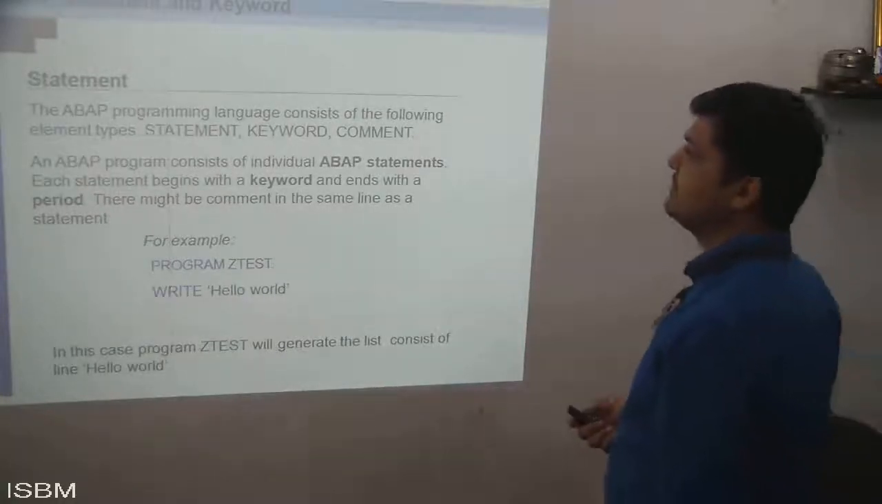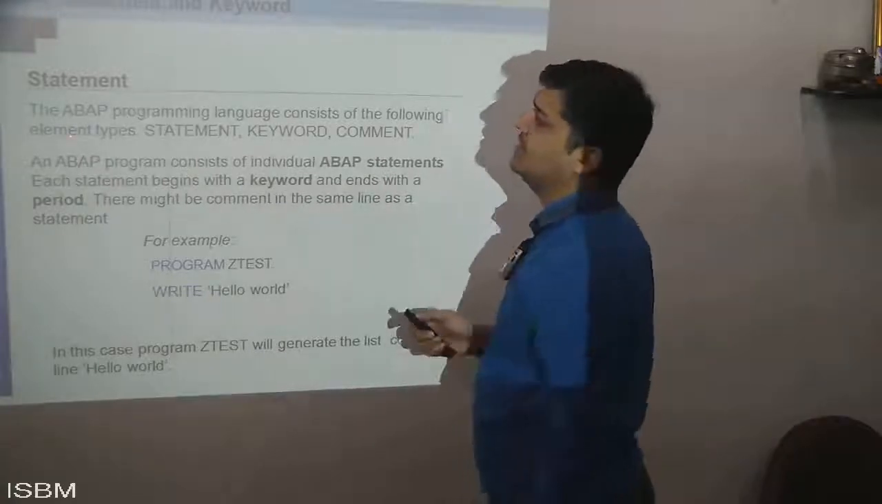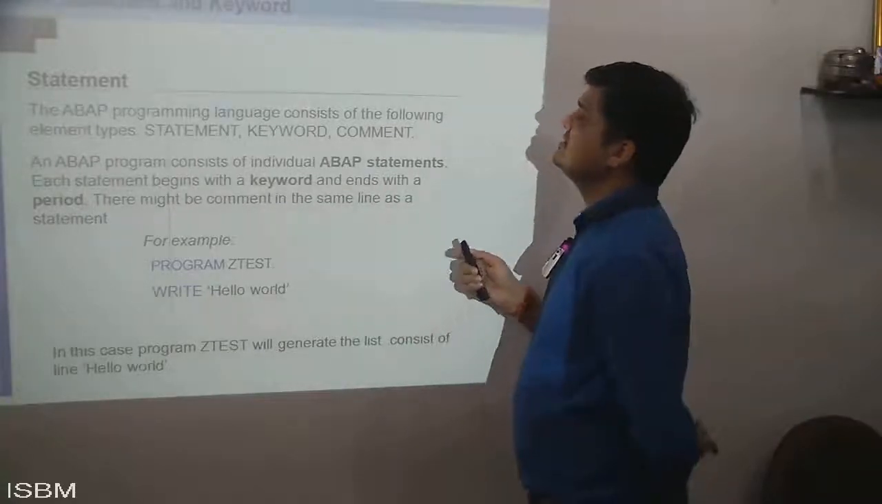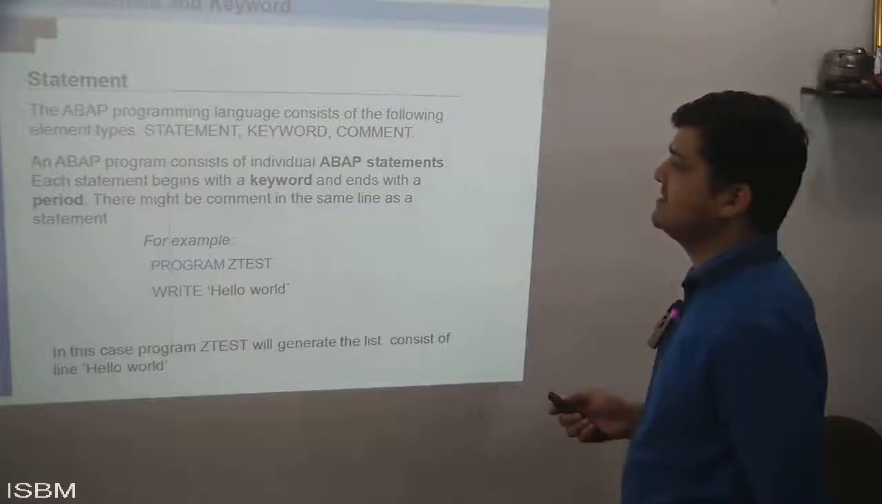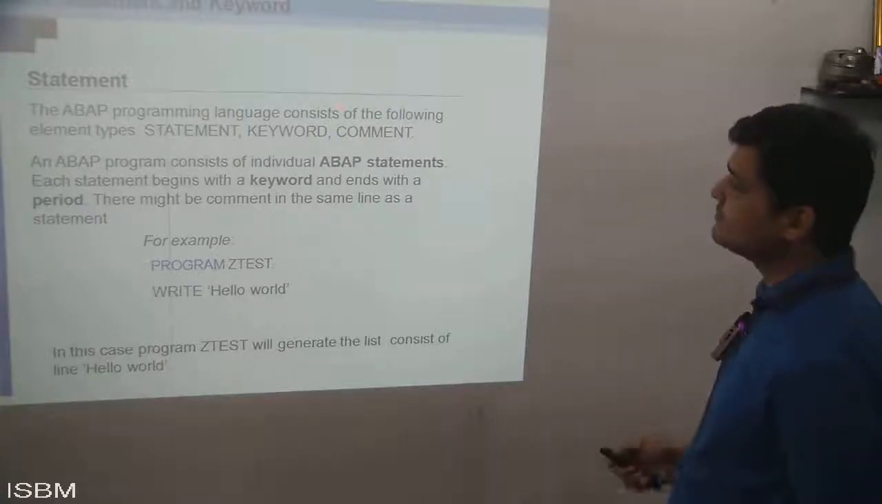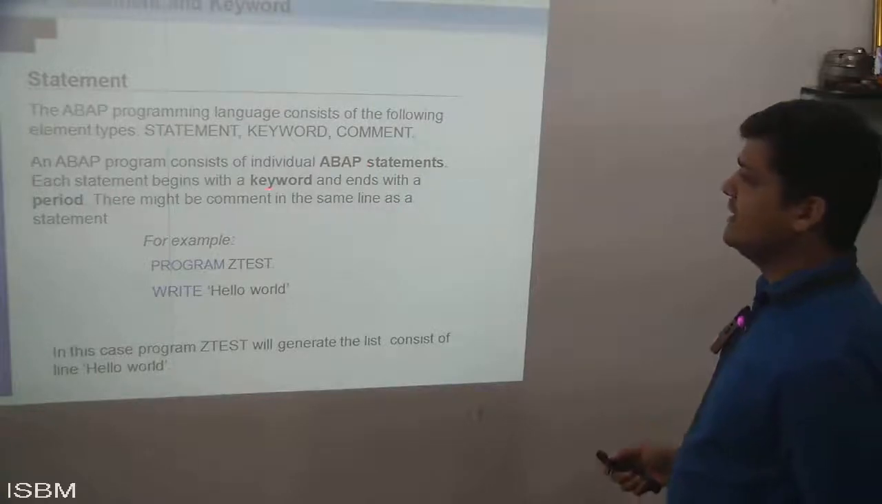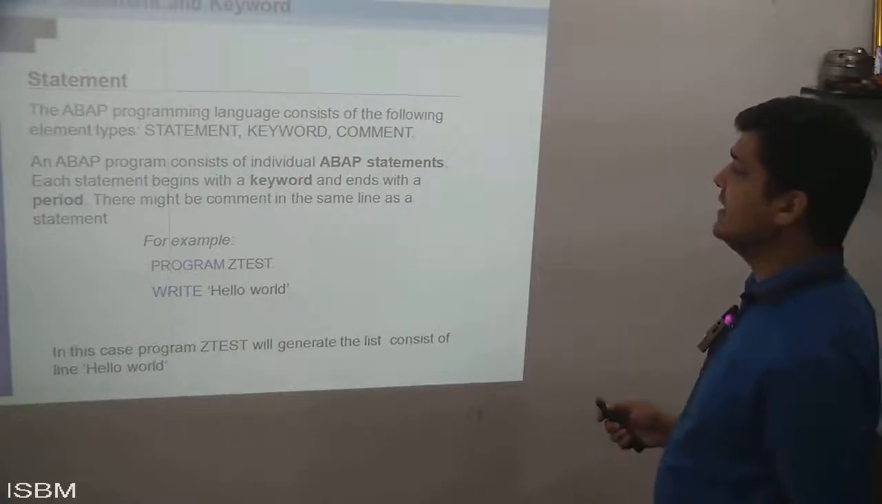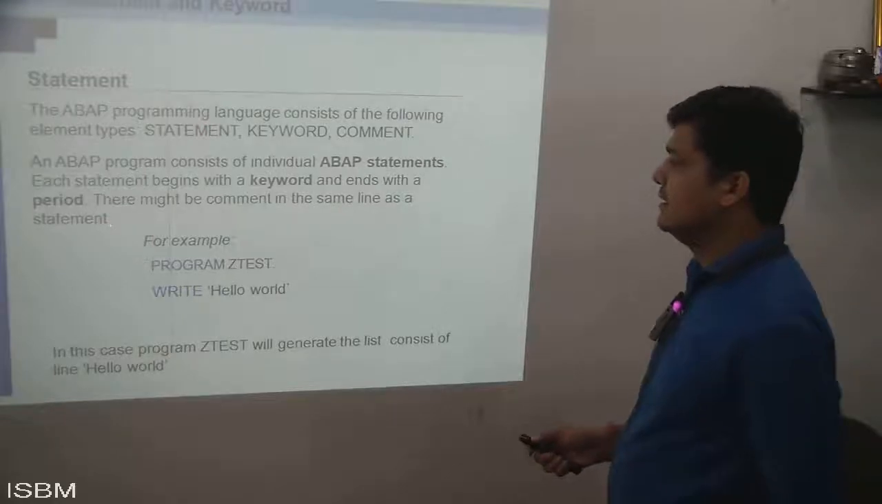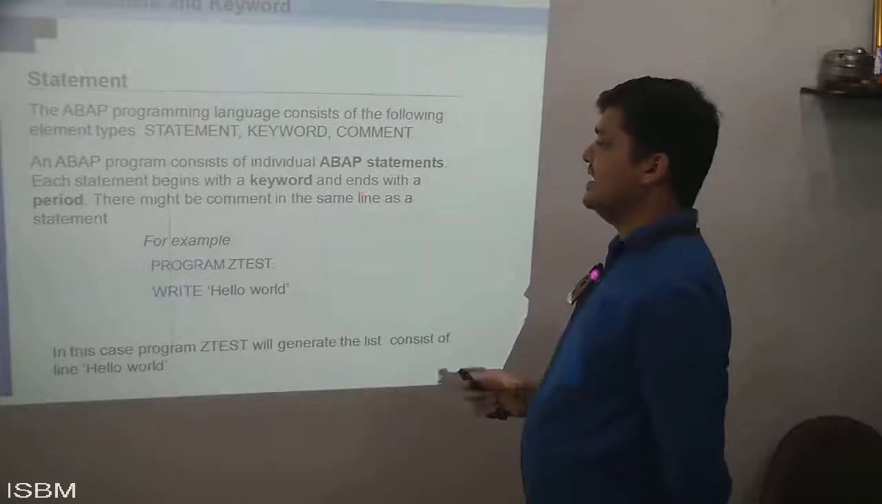Then we have a statement. What is a statement? The ABAP programming language consists of the following elements: statements, keywords and comments. An ABAP program consists of individual ABAP statements. Each statement begins with a keyword and ends with a period. There might be a comment in the same line as a statement.